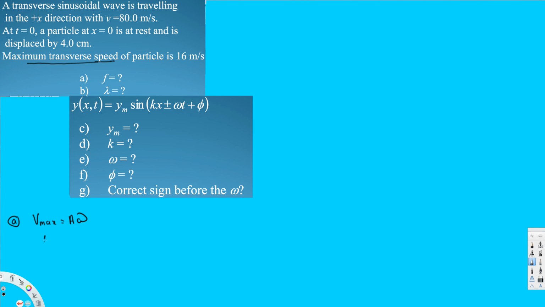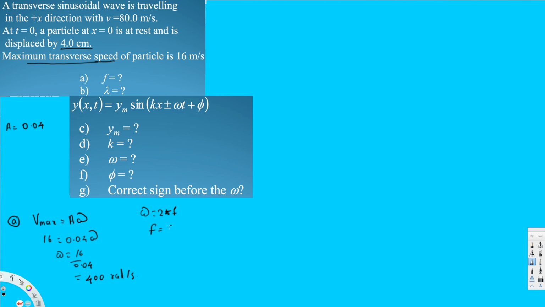So V max is 16. The amplitude that is provided, that at rest it is displaced by 4 centimeters, means this is the amplitude. So we can state 0.04 is our amplitude. Here we have 16 equal to 0.04 omega. Therefore omega is equal to 16 over 0.04, that is equal to 400 radians per second. And from this I can find f, because omega is equal to 2 pi f.